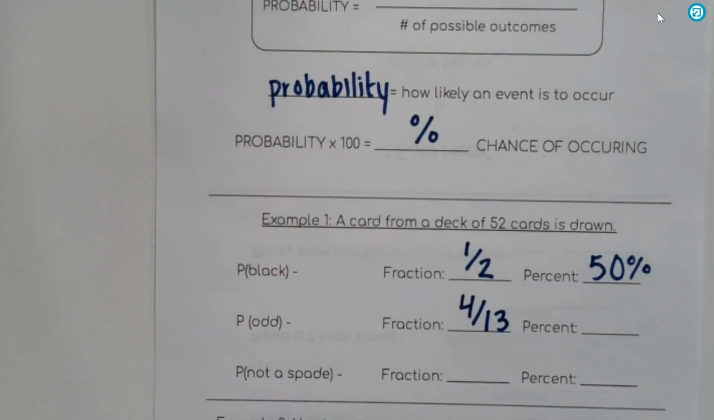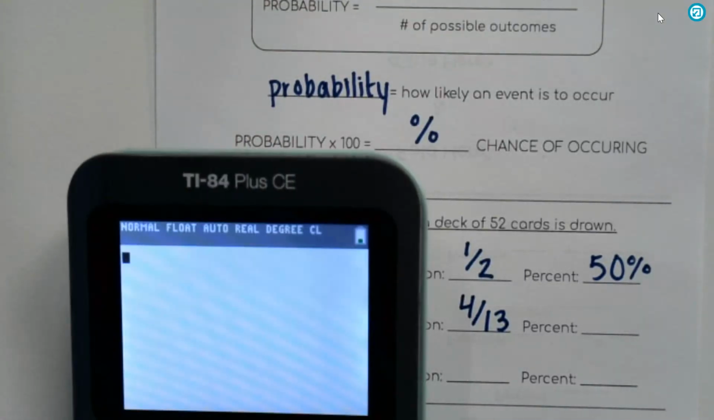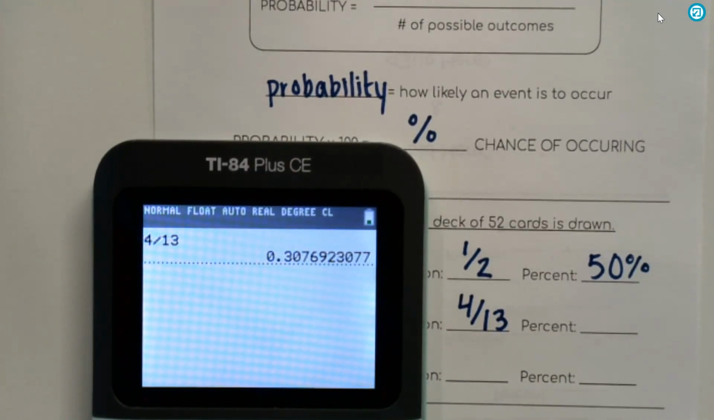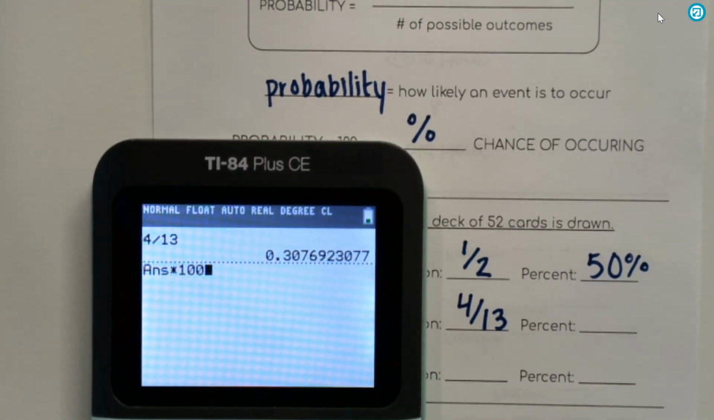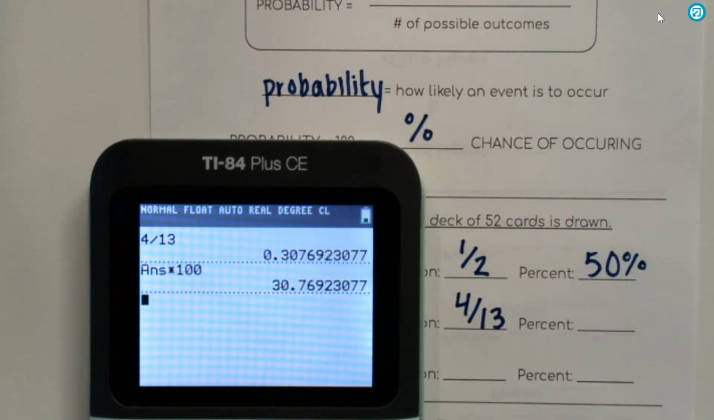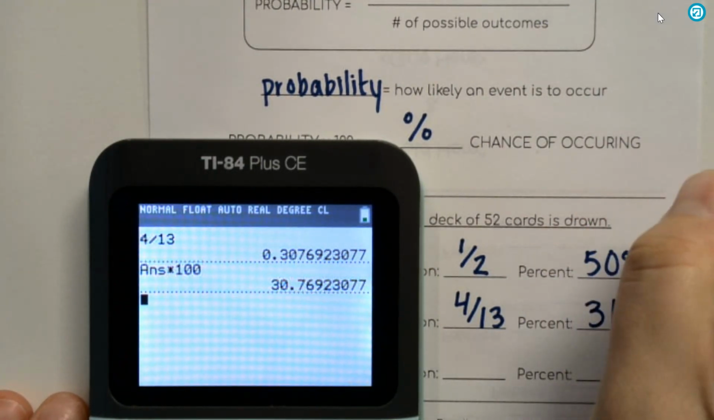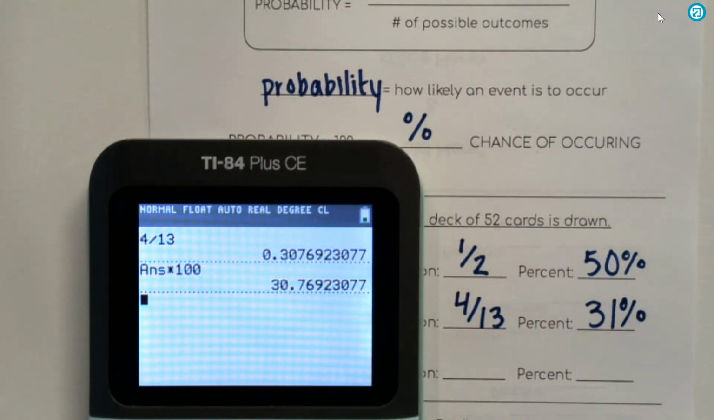I don't know what percentage that is, so we would need to work it out. You're going to do 4 divided by 13, multiply that by 100, and then we are going to round to the closest whole percent. So 30.7, we're going to round that up to 31%.